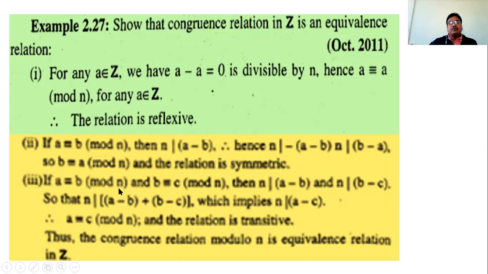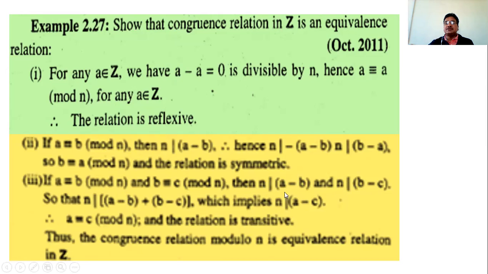A is congruent to B modulo n implies n divides A minus B, and B is congruent to C modulo n implies n divides B minus C. And we know that if n divides x and n divides y, then n divides x plus y. This is the property of divisibility. That is, if n divides, suppose, x and n divides y, then n divides x plus y.